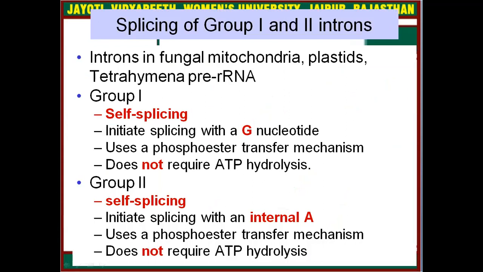Splicing of group 1 and group 2 introns. These are introns in fungal mitochondria, plastids, Tetrahymena, and pre-rRNA. In group 1, self-splicing occurs and splicing is initiated with a G nucleotide. In group 2, self-splicing occurs and splicing is initiated with an internal A. Both groups do not require ATP hydrolysis.